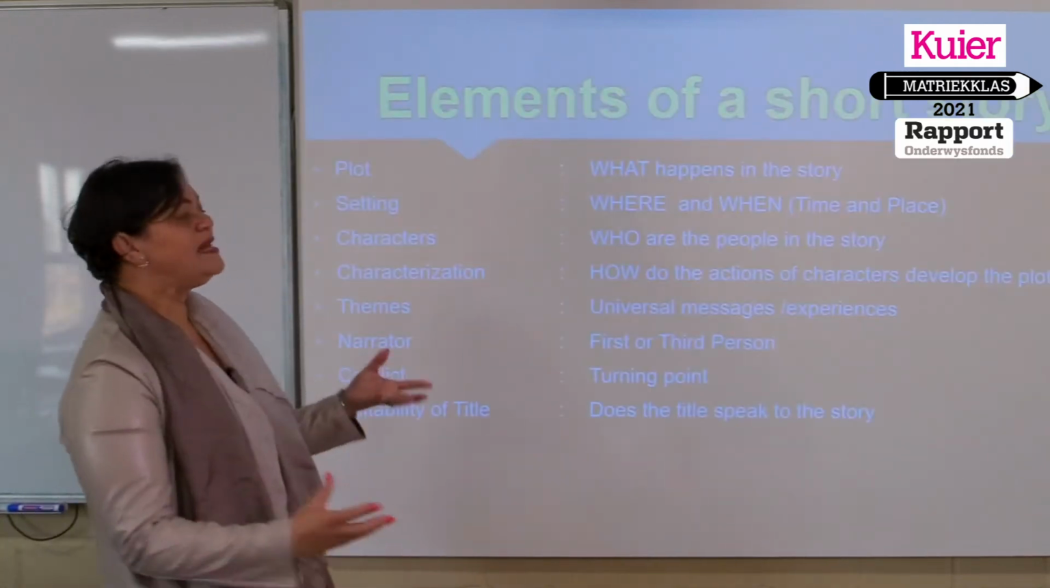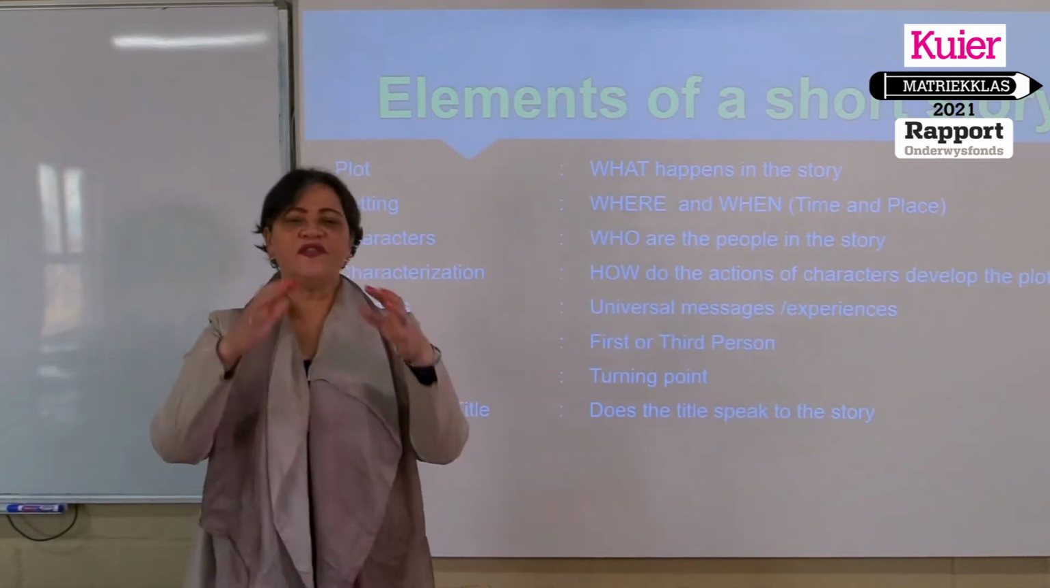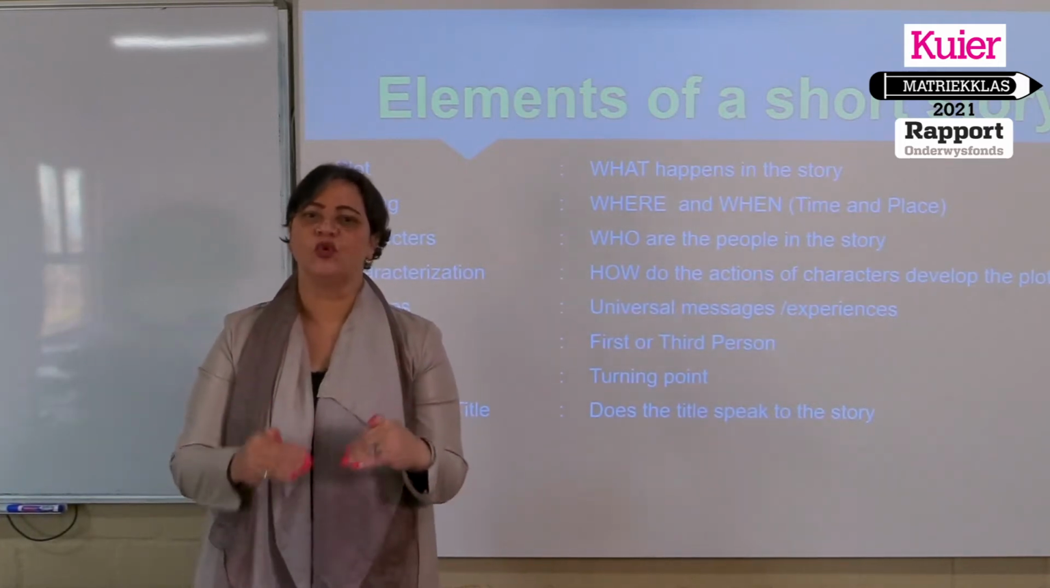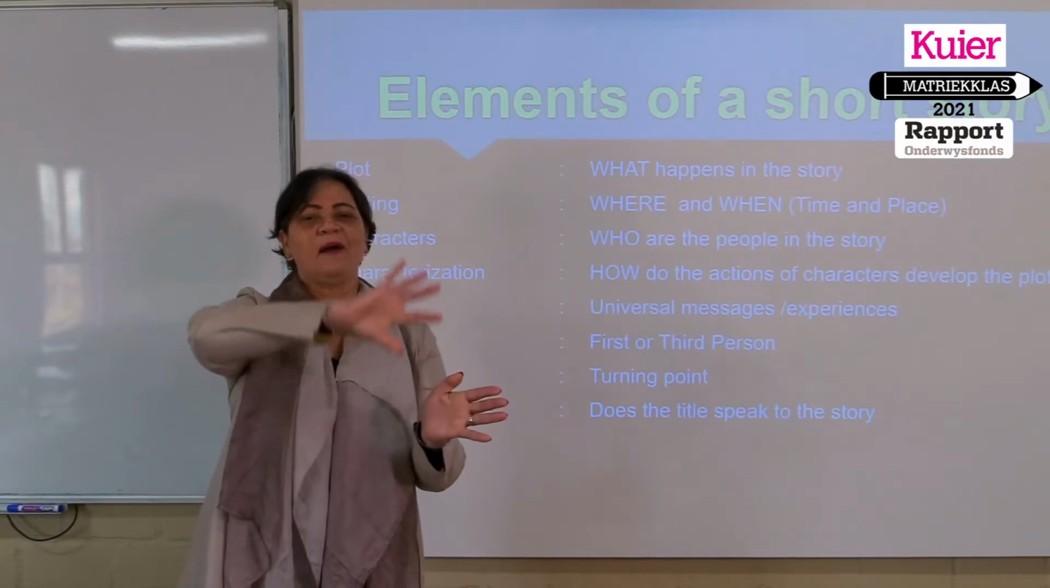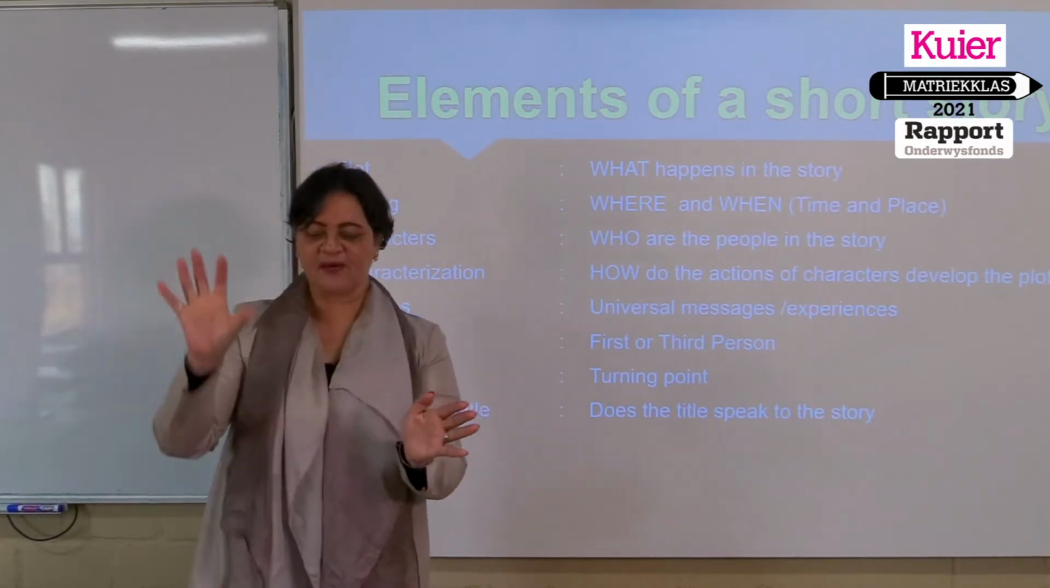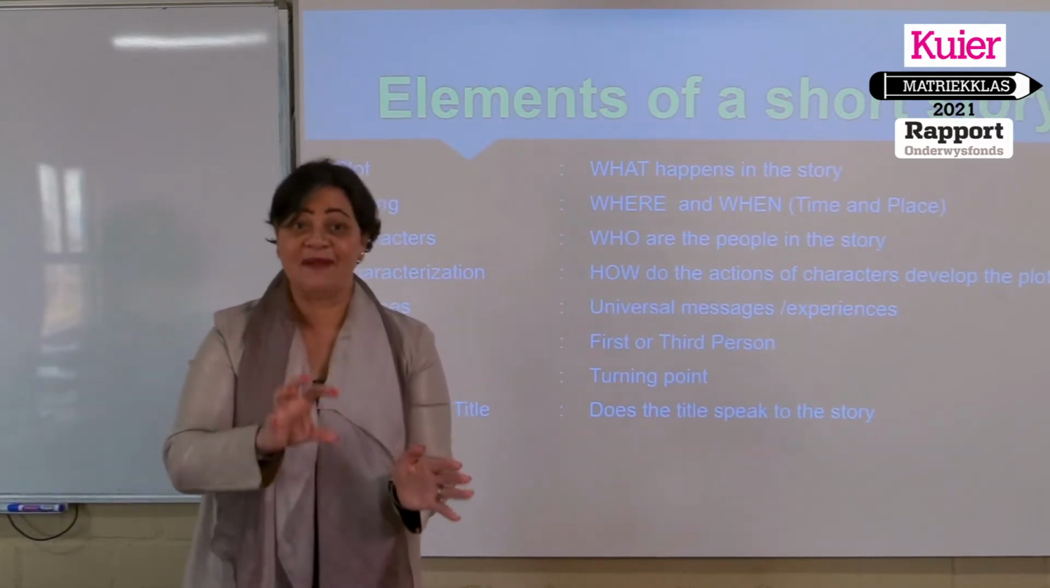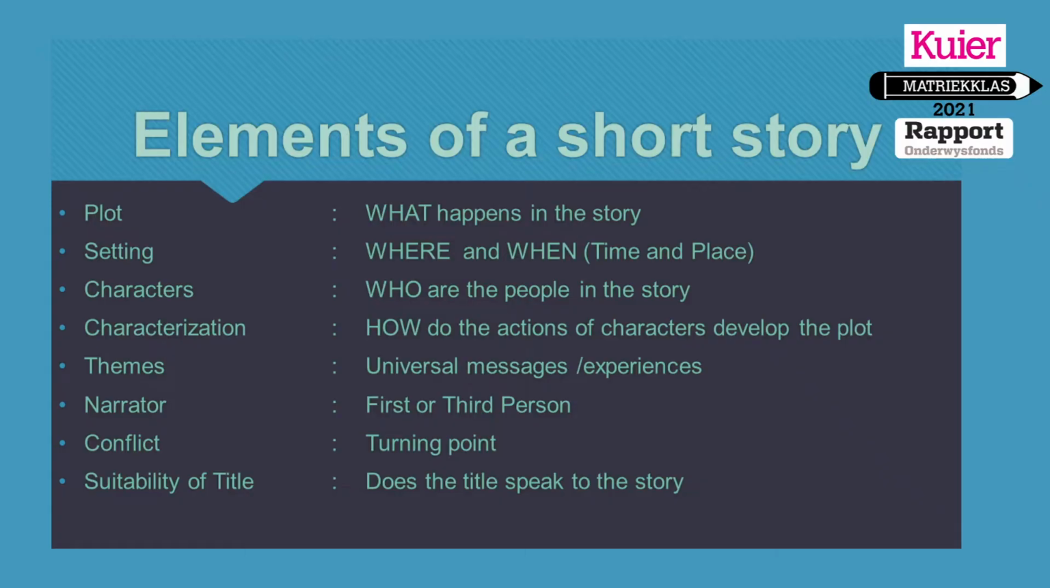Right, so what are the elements of a short story? What does that mean? What are the things that we can identify in a short story that make up every little aspect of it? It's divided into various things. Those are the elements. So the first thing, the plot. Or not the first thing, these are in no particular order, by the way.